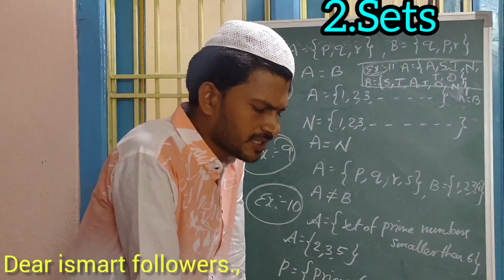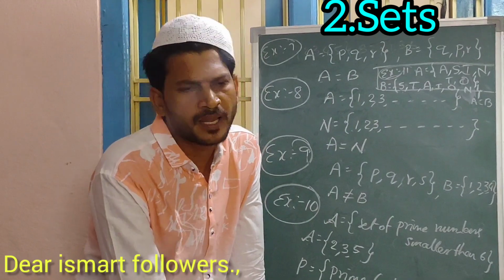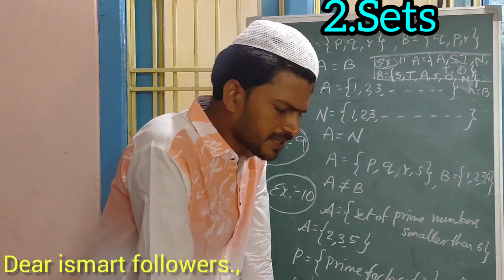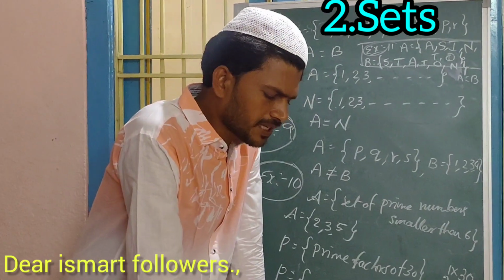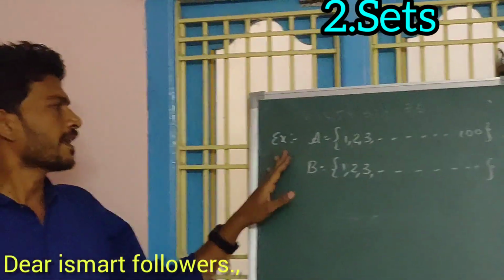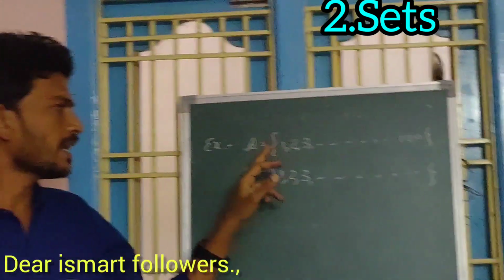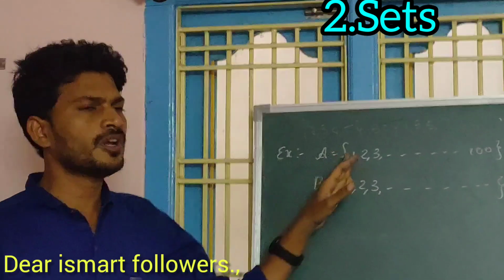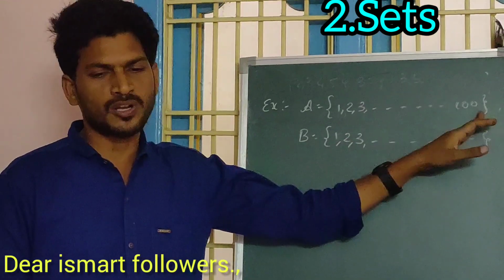Phi means, first consider the set. Phi means what? Empty. Next, the A set elements are 1, 2, 3. Next, the B set elements are 1, 5. In this example I have two sets. What is the A set? A is equal to 1, 2, 3, and so on up to 100.